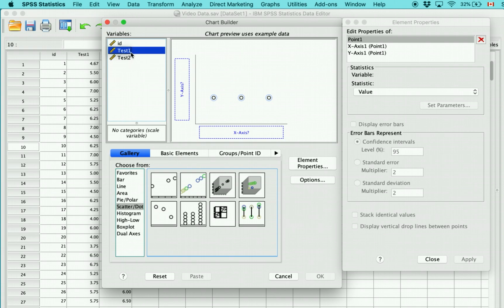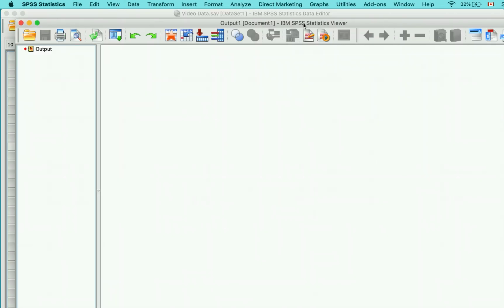In this case, it doesn't matter which one's on the x-axis or the y-axis because we just want to make sure that there's a linear relationship between the two. The only thing that'll change is the direction of the linear relationship, depending on which one you put where. If we put one here and two there, it might look like this. If we were to flip them, it'll look basically inverted. That's fine. So we'll put test one there, test two here, and click OK, and we'll get our results.